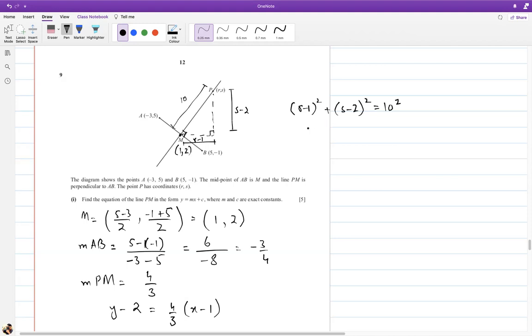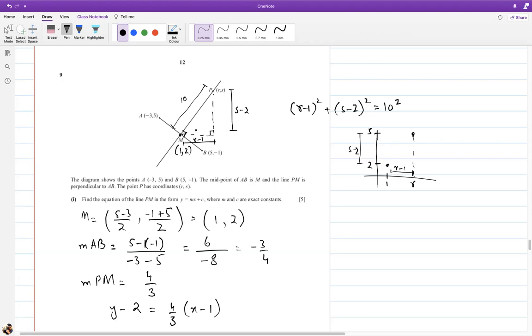Wait, sir, but how do you know it's R minus 1 and S minus 2? How do you get that? It's really simple. If I say that this point is 1 on the x-axis and this point is R on the x-axis, what's the difference? R minus 1, right? Similarly, if this is 2 on the y-axis and that point is S on the y-axis, what's this distance? S minus 2, right? Oh, okay.